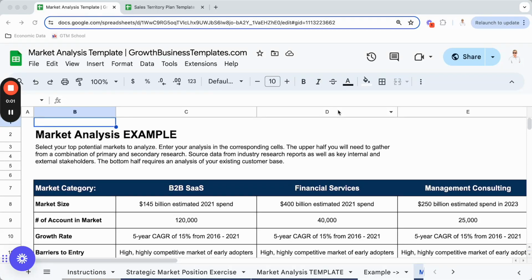Oh my goodness, we are back. This time with the market analysis template. Now, you may be saying, what do I need a market analysis template for?